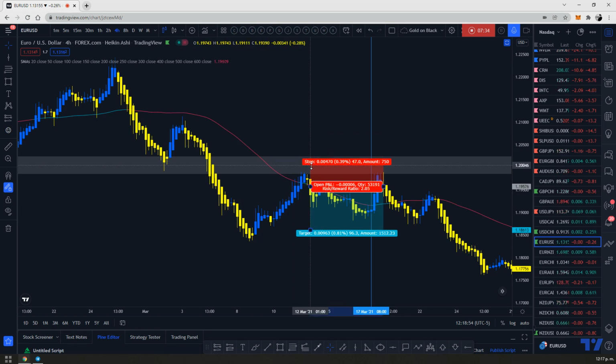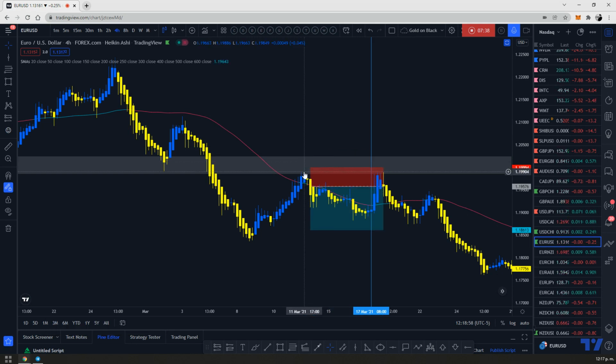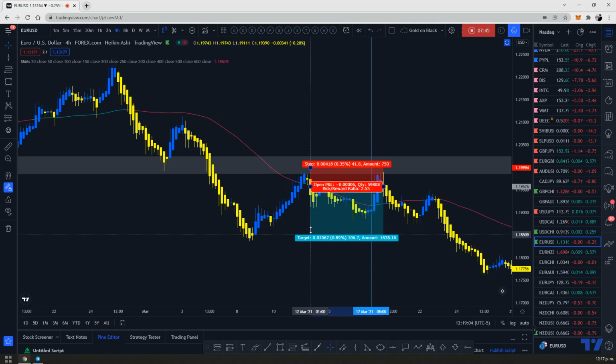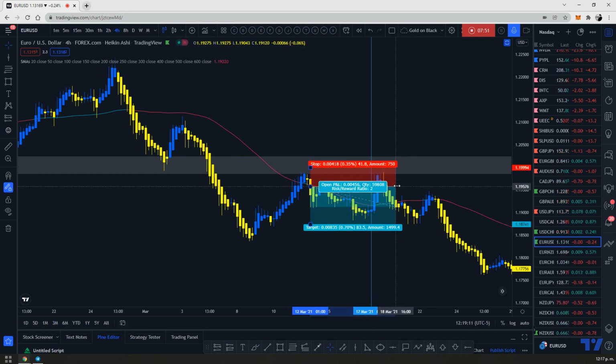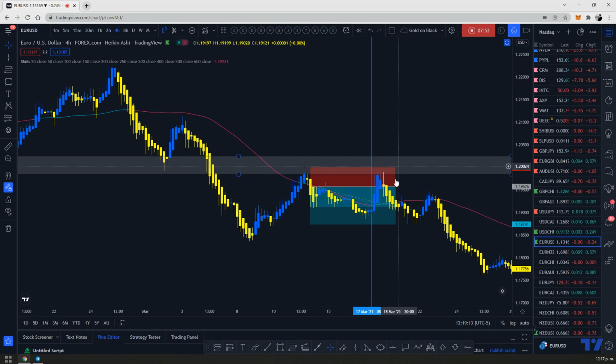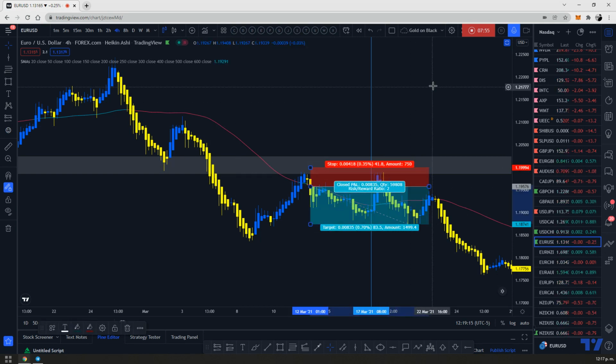So you have your entry right there, your stop loss below the previous high right here. You can go even above the zone a little bit just to be safe, and then you go 1 to 2. Okay, right here, the market did reach our target, but you know the drill.